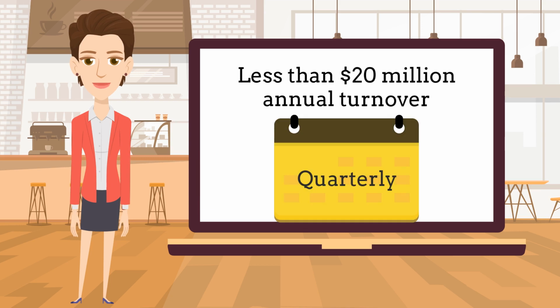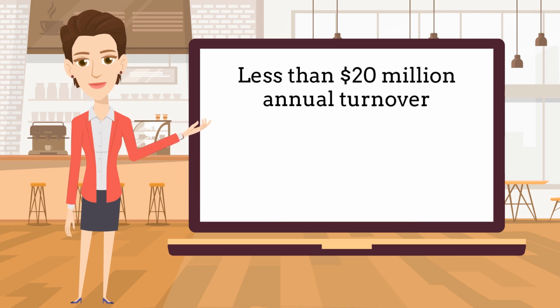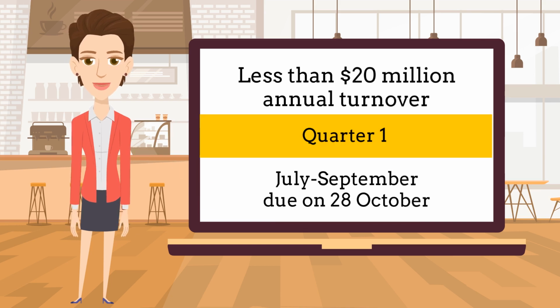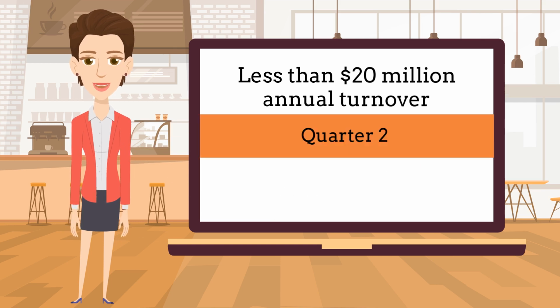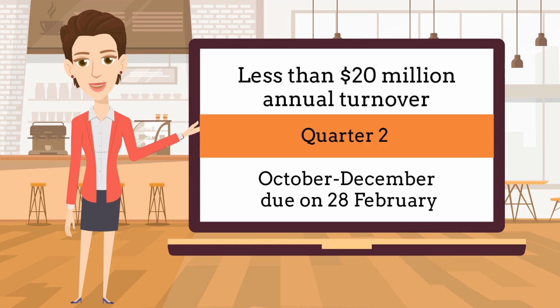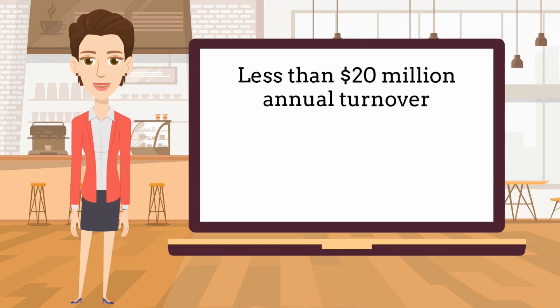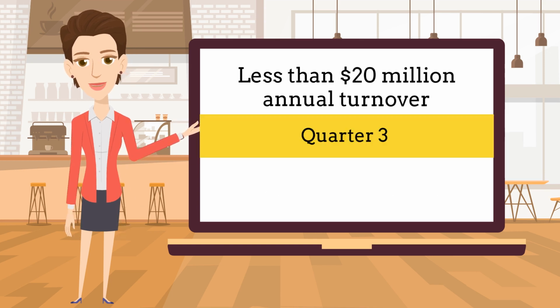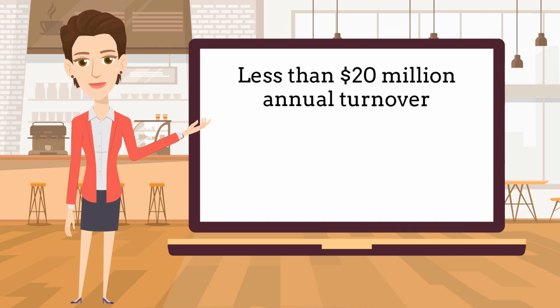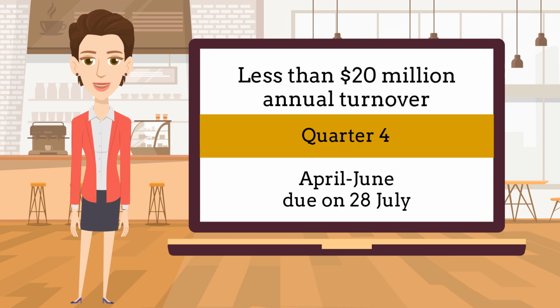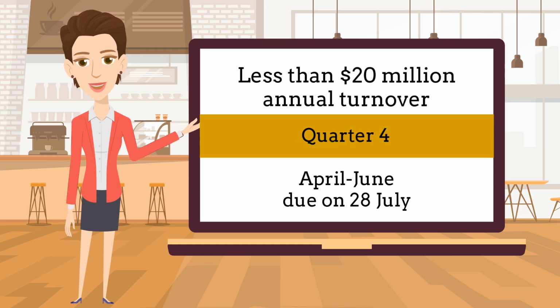Lodge quarterly. Deadlines: Quarter 1, July to September, is due on the 28th of October. Quarter 2, October to December, is due on the 28th of February. Quarter 3, January to March, is due on the 28th of April. Quarter 4, April to June, is due on the 28th of July.